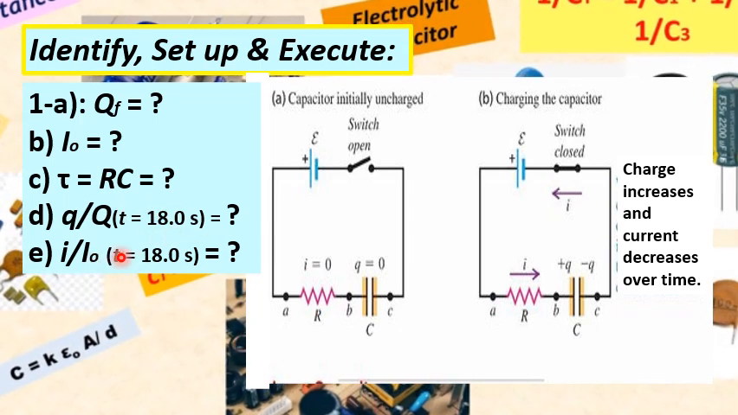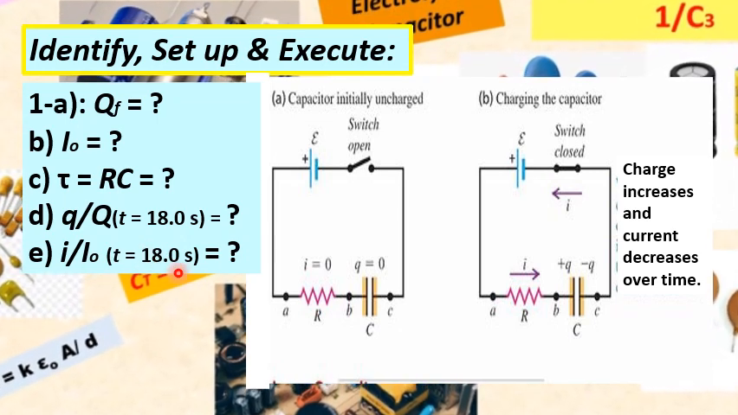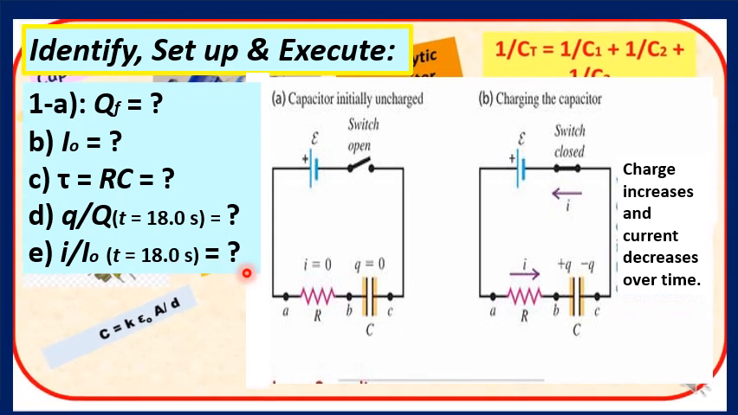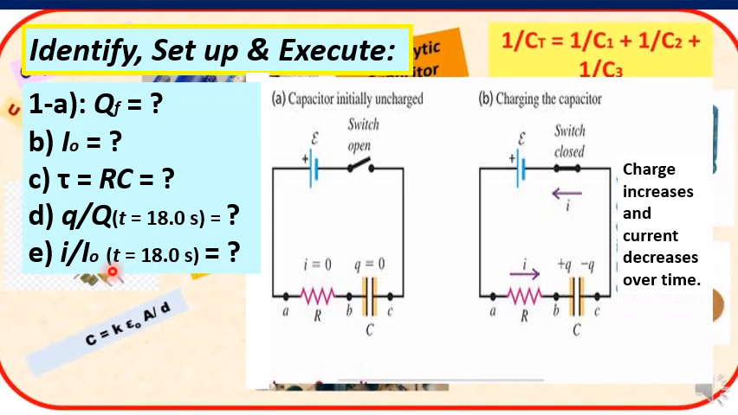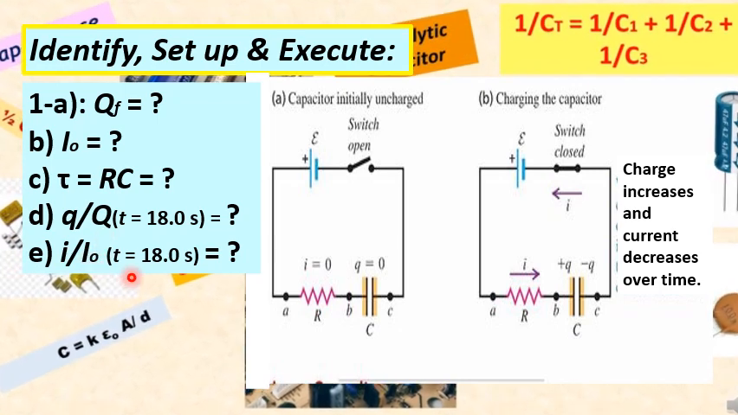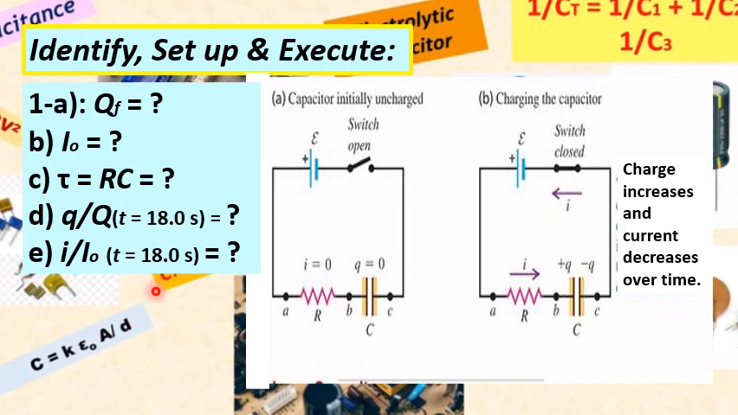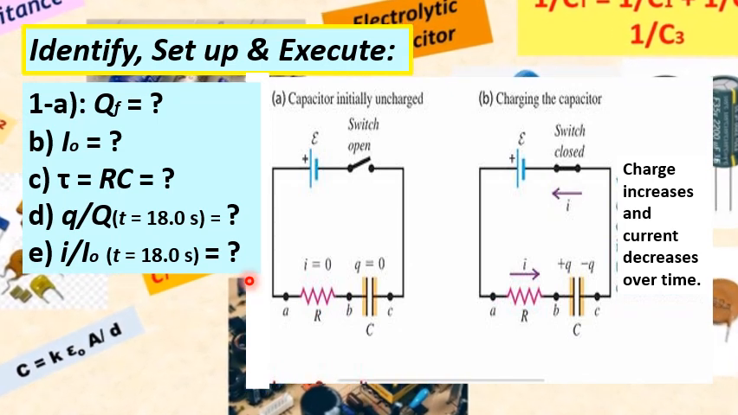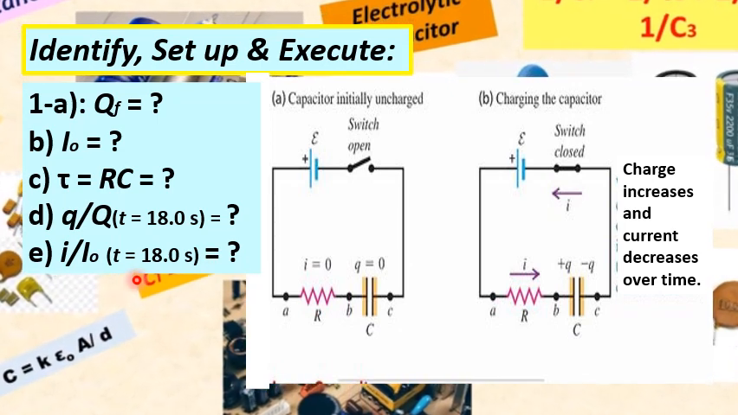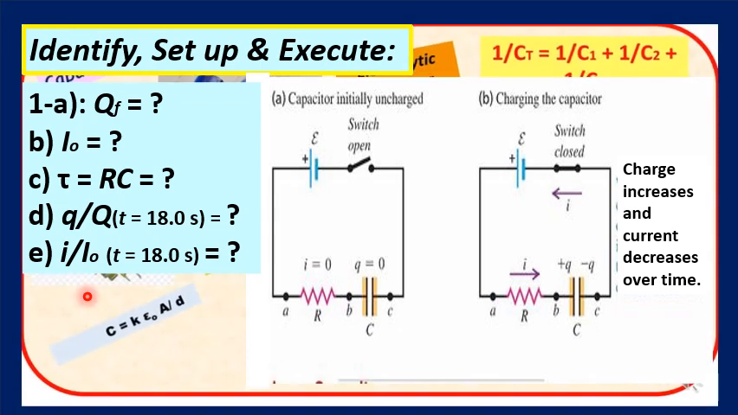Letter D, the fraction of the final charge on the capacitor at time 18.0 seconds. So we denote this here by small letter q over big Q. And letter E, the fraction of the initial current present at time equals 18.0 seconds. That is denoted by small letter I over I naught.